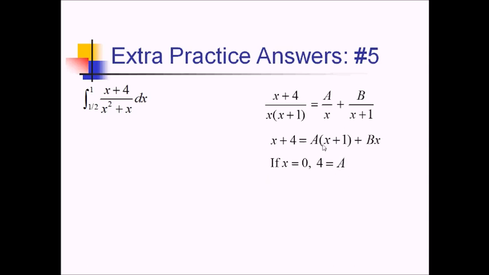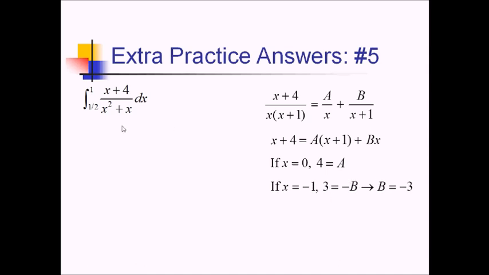For that, we need to get rid of this a term by plugging in an x value of negative 1. So if I do that, I've got negative 1 plus 4, or 3, on the left side of the equation. A is gone. We've got b times negative 1, so negative b, which means that b actually equals negative 3.